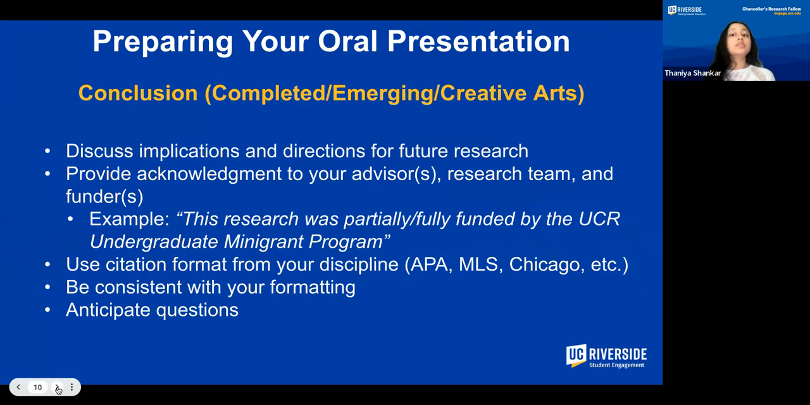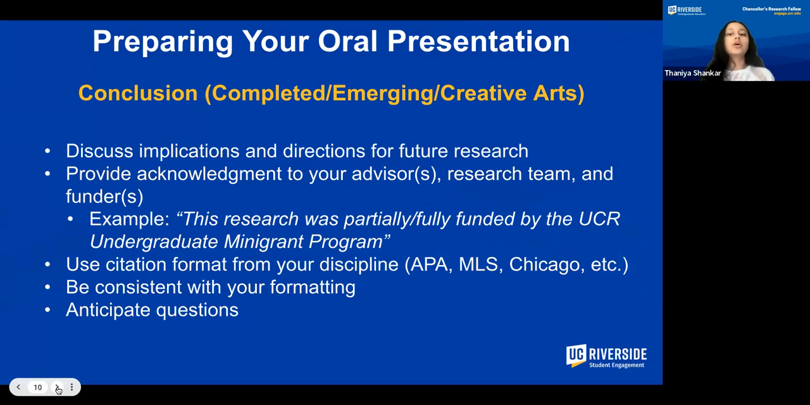Okay. And then the conclusion. So this would embody completed, emerging, and creative arts projects. So discuss the implications and directions for future research, like we mentioned earlier. Also provide acknowledgements. So your advisor and your research team and the funders, so if anyone's funding your research, give thanks to them. That's really important because they are helping you do this research. You wouldn't be doing this research if it wasn't for them, right?